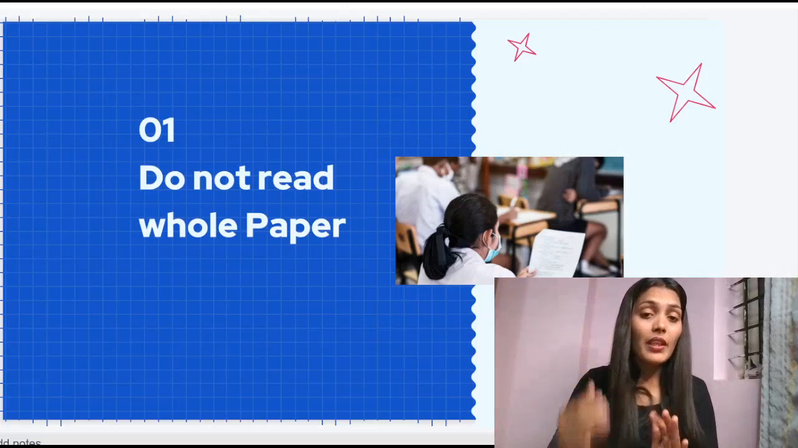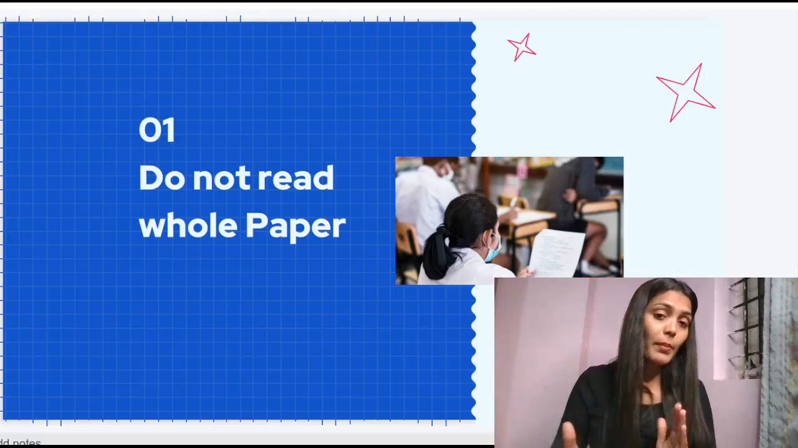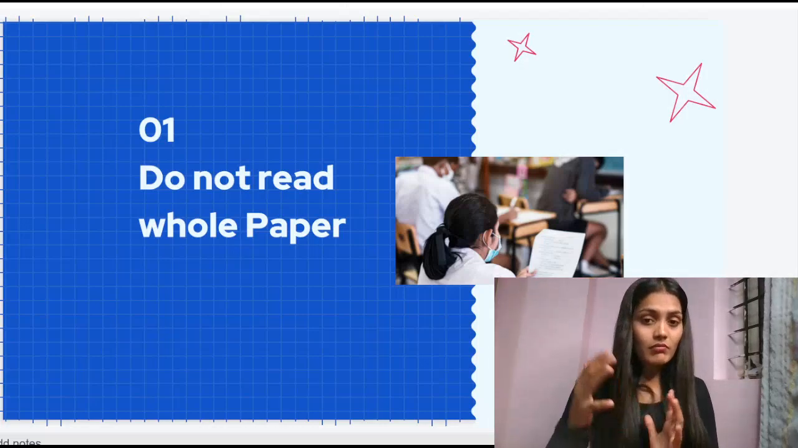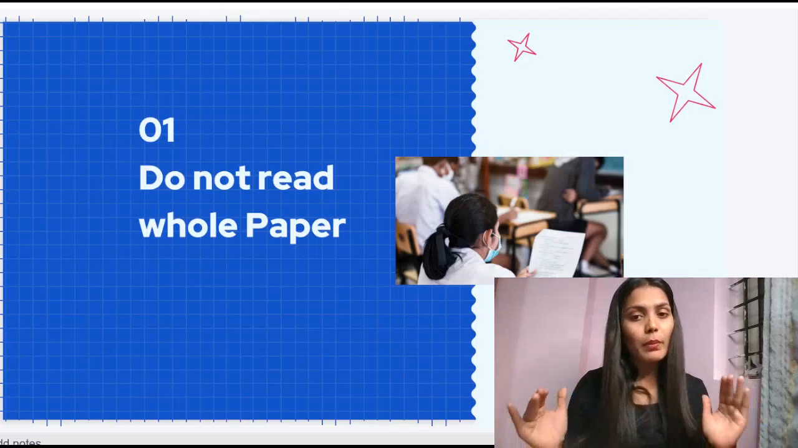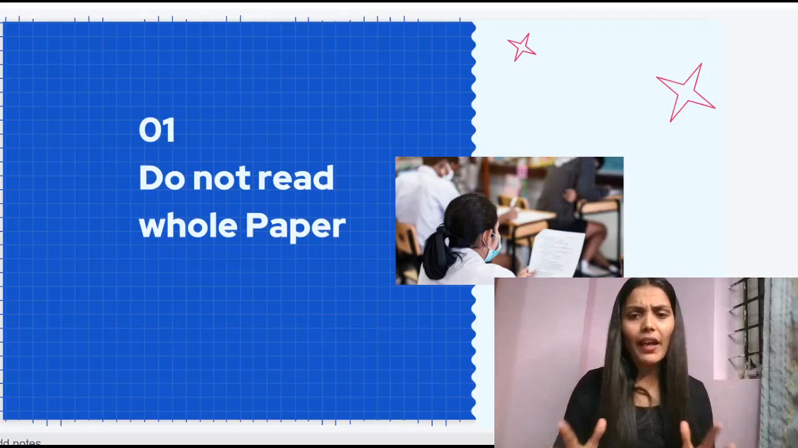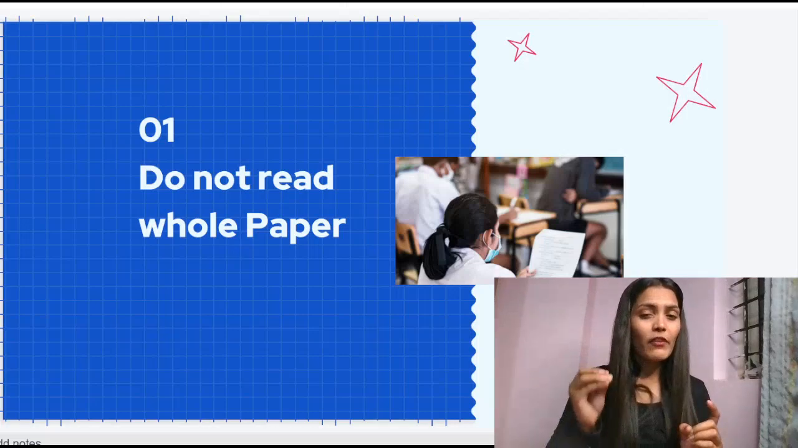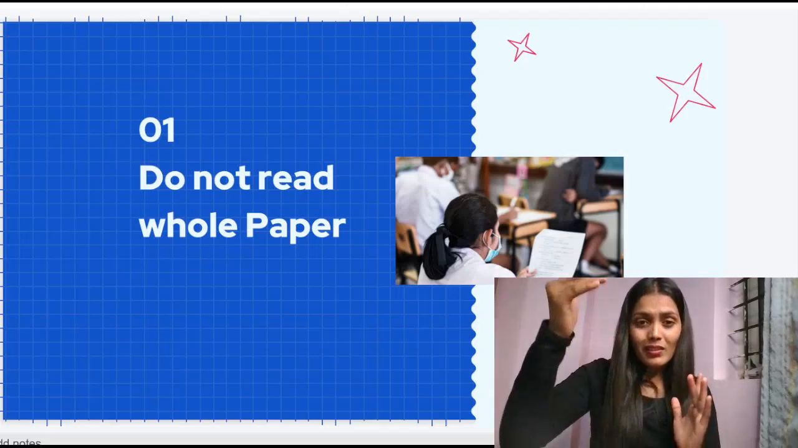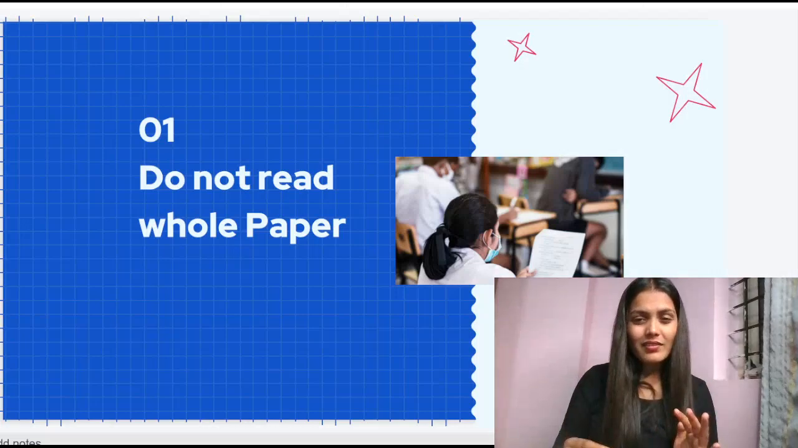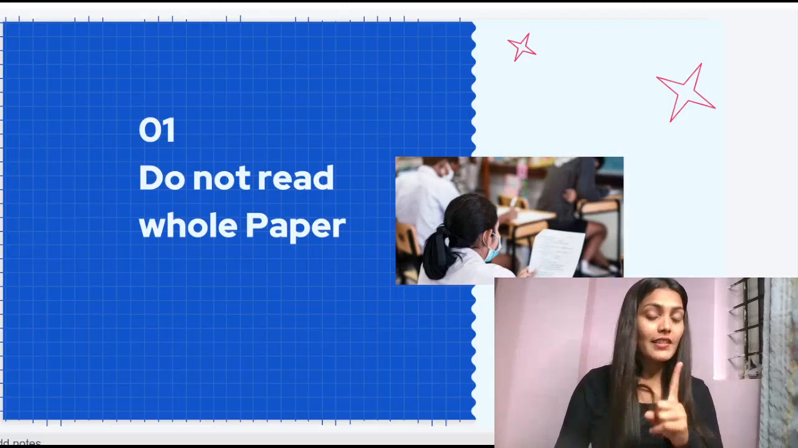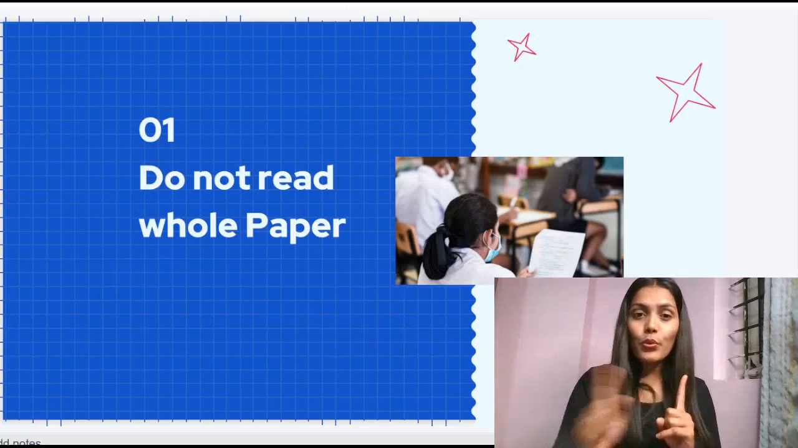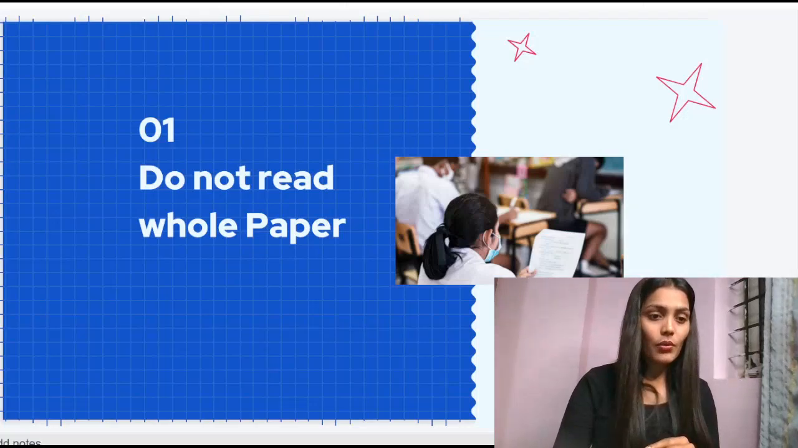I have seen many students, they start reading the whole paper and they get into tension, and because of that the whole paper goes very badly and they end up getting a very bad score. So instead of reading each and every question, just go through the paper, start writing without wasting any time. Okay, so here's the very first tip: don't read the whole paper. Now come to the next point, that is the next topic.